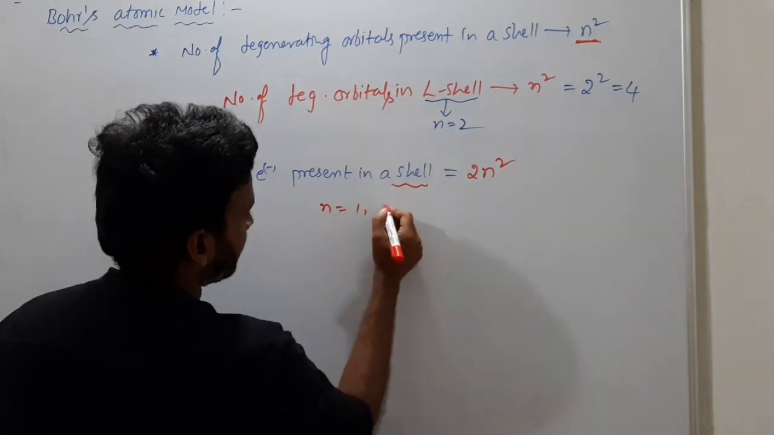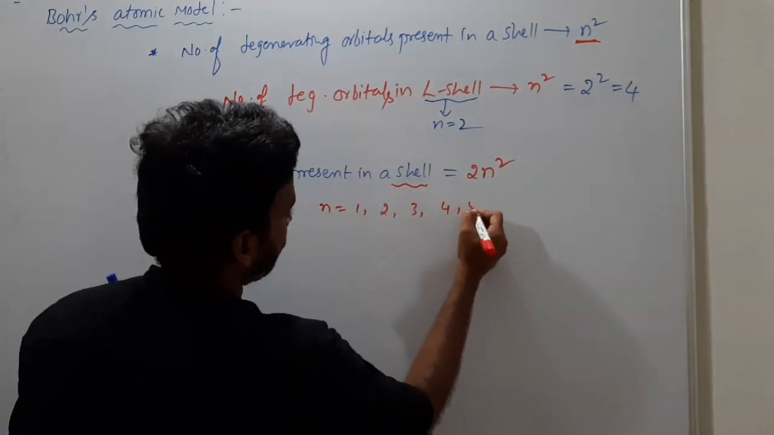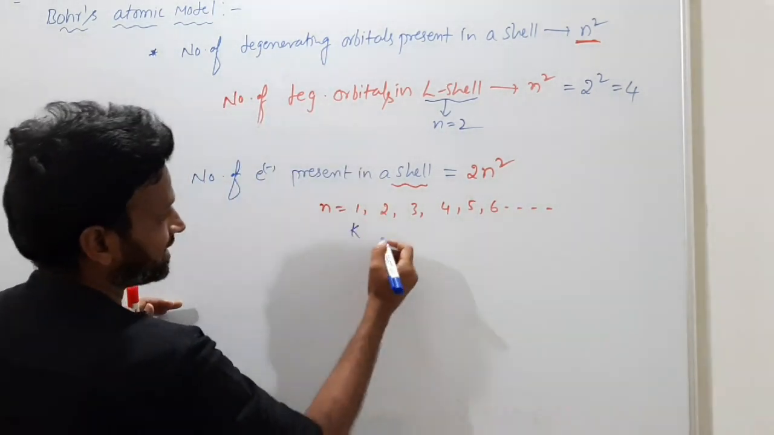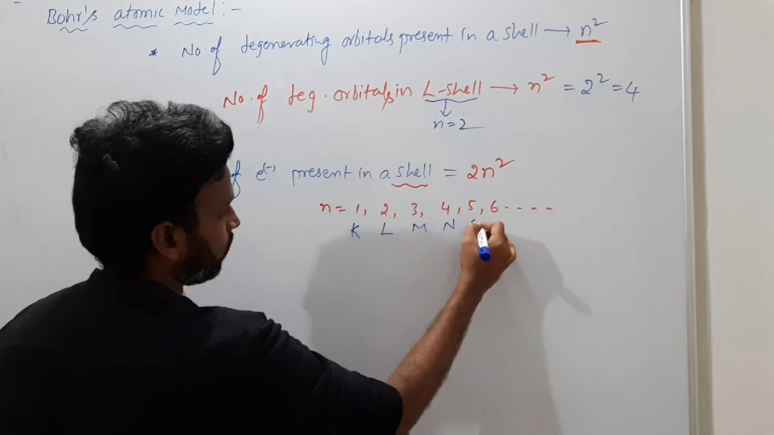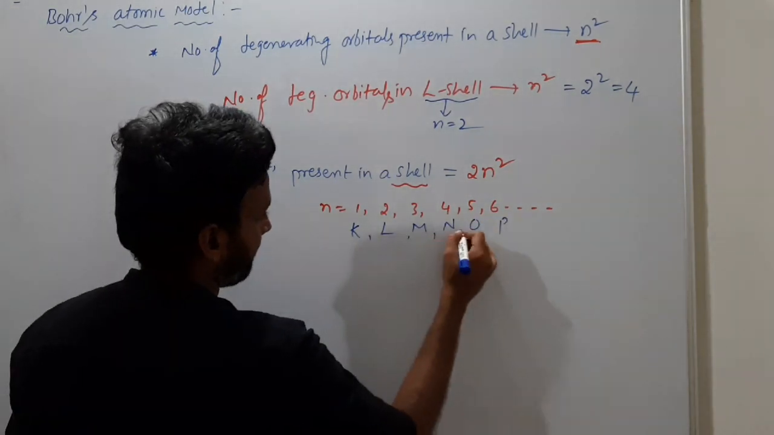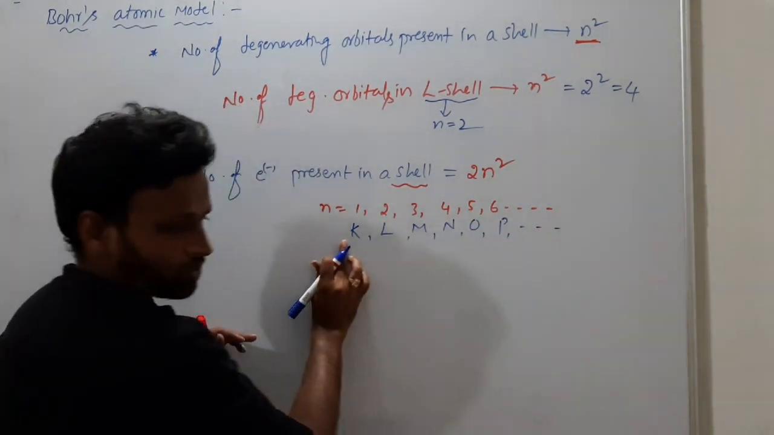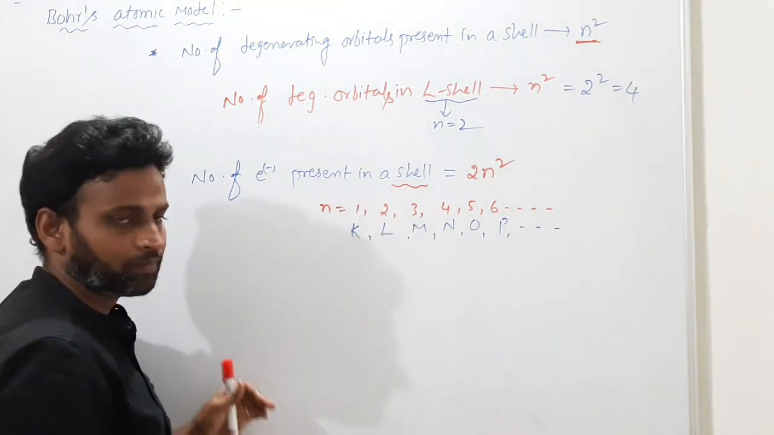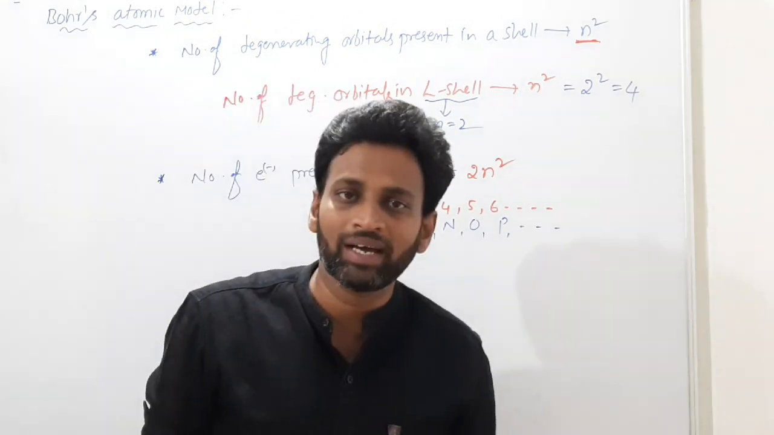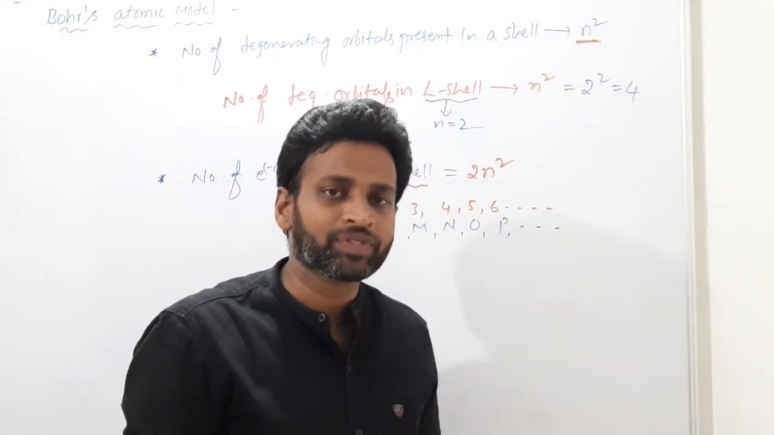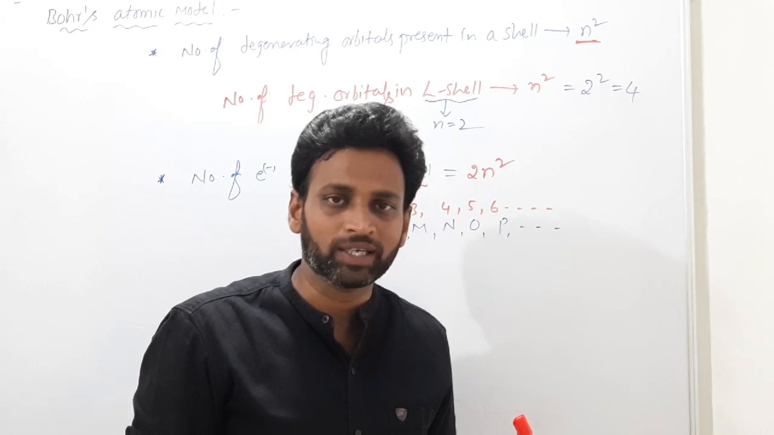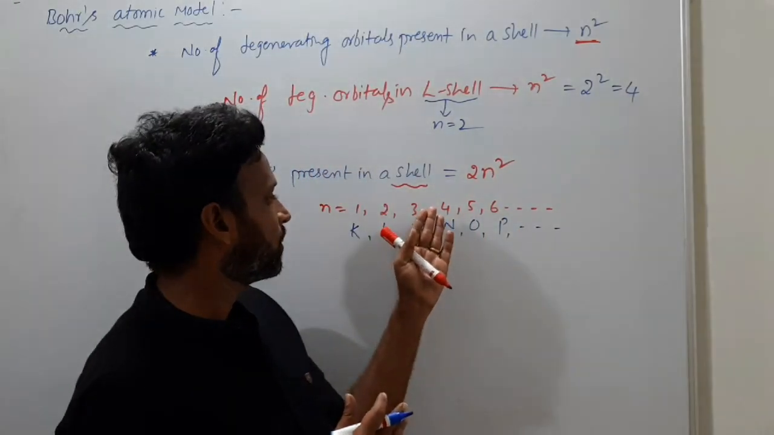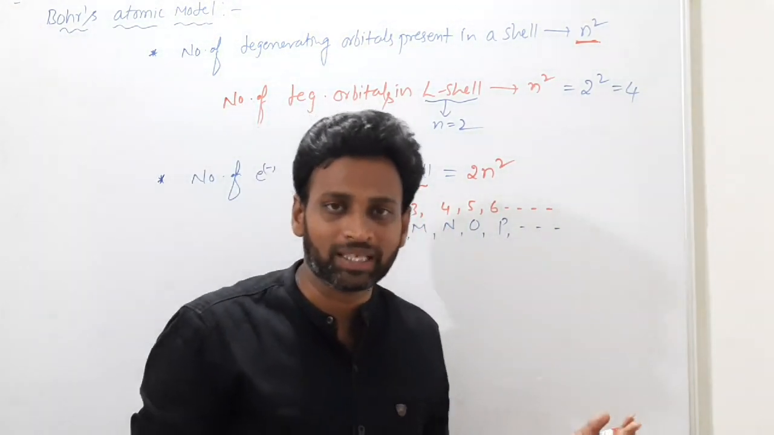What is the n value? I am writing again: 1, 2, 3, 4, 5, 6 and so on. So K shell means n equals 1, then L, M, N, O, P like that. n equals 1 is K shell, n equals 2 is L shell, n equals 3 is M shell. Suppose the number of electrons present in the third shell, how many electrons are present? So 2 into 3 square, for the M shell they will ask you.